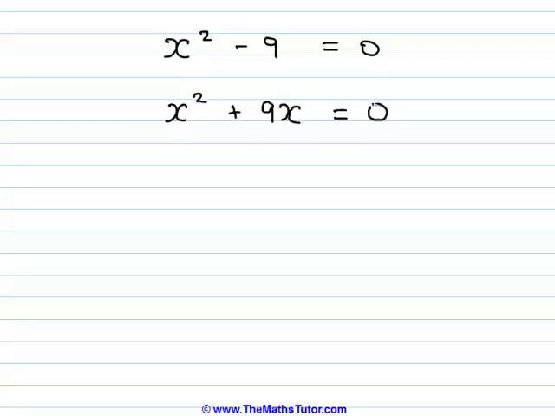A quadratic equation is an equation that has an x squared term. It may also have an x term, and it may also have a constant term. Some examples: x squared minus 9 equals 0. x squared plus 9x equals 0. Minus 2x squared plus 3x plus 4 equals 0.